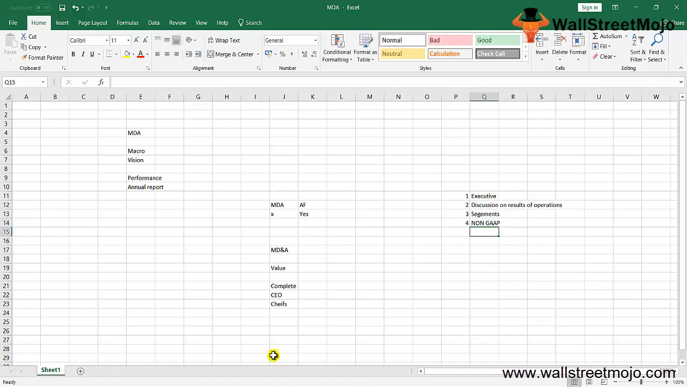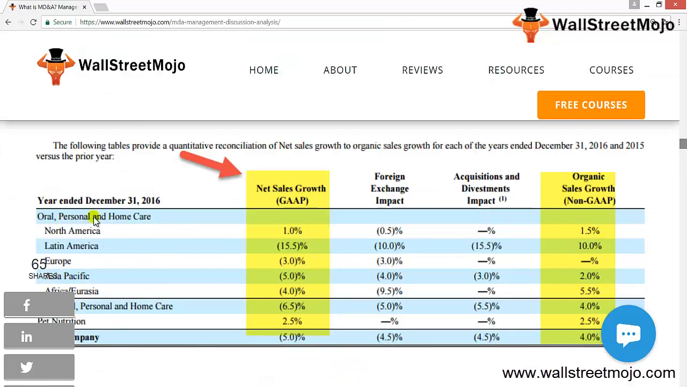See, generally what happens is that the company uses non-GAAP measures for the internal and budgeting segment evaluation and understanding overall performances. So therefore the management shares the information with the shareholders so that they can get a better insight into the financial performance of the company. As you can see over here, this table provides a quantitative reconciliation of net sales growth to the organic sales growth for each of the year of 2016 and 15. There are details of oral, personal, home care data over here and the organic sales growth. So the above table provides a reconciliation of net sales growth of GAAP to the non-GAAP measure of Colgate.